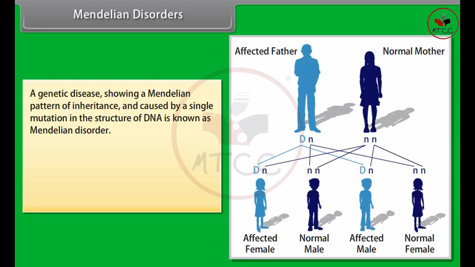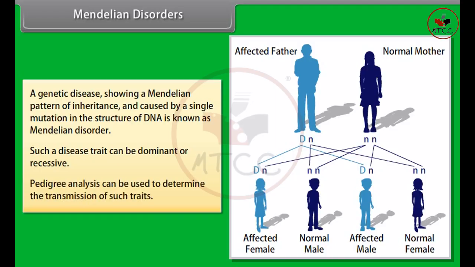Mendelian disorders. A genetic disease showing a Mendelian pattern of inheritance and caused by a single mutation in the structure of DNA is known as Mendelian disorder. Such a disease trait can be dominant or recessive. Pedigree analysis can be used to determine the transmission of such traits.